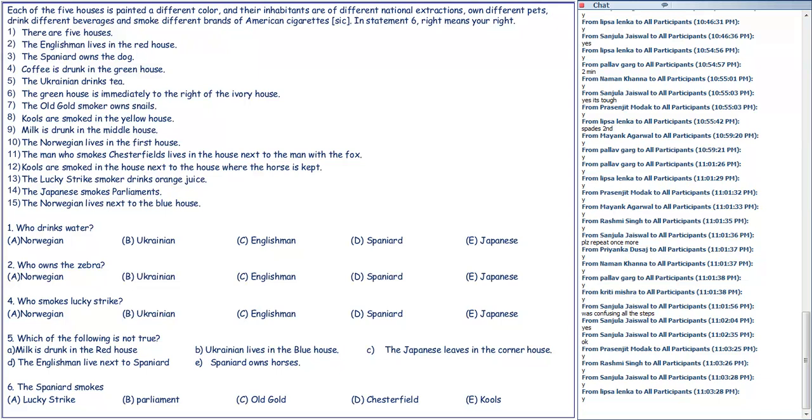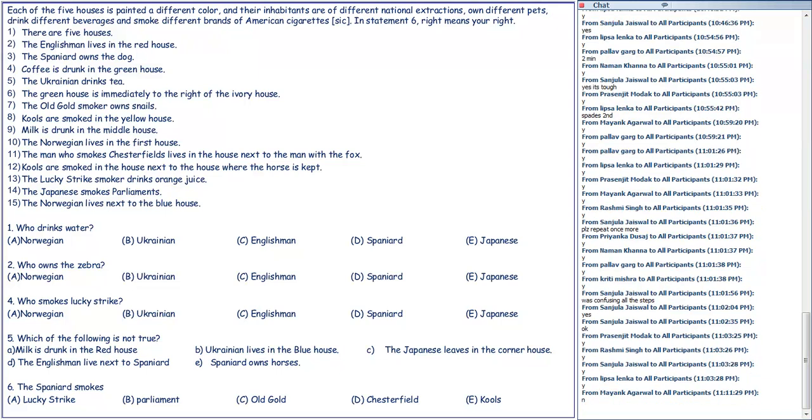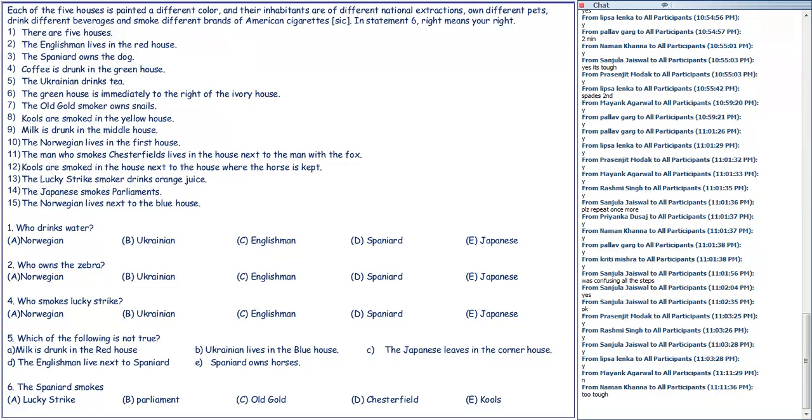Done? Please tell me. Yes or no? No. Okay. So should we start with the discussion now? Yes, that's right, Naman. It's too tough.